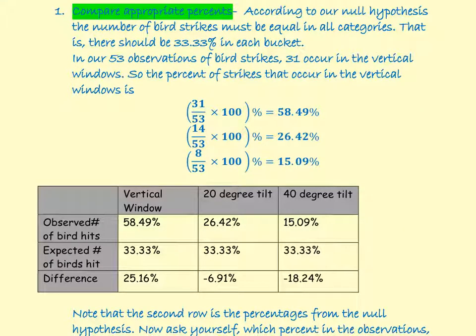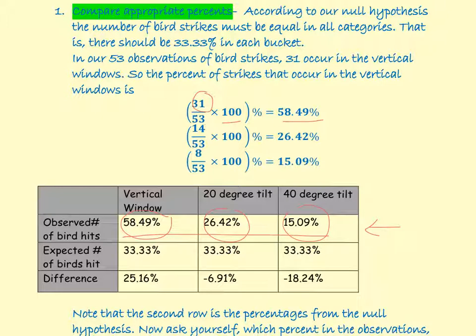Notice that in this table, in the first row, we have the observed percentages. So if you just look at that row, that should add up to about 100%. So we calculate the percentage of counts in each bucket. The total number of counts is 53. 31 are vertical, so 31 out of 53 is the fraction of the counts in the vertical windows. We multiply that by 100 to get a percentage.